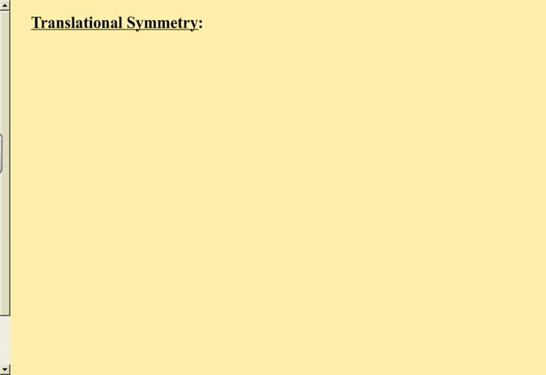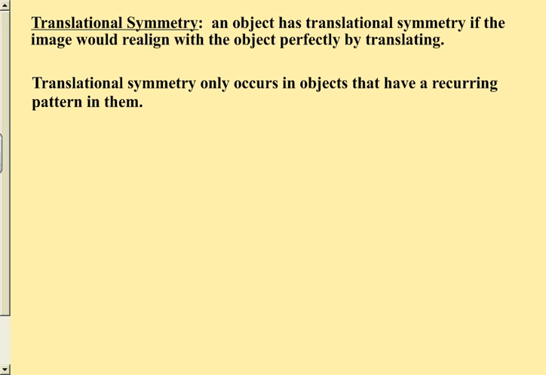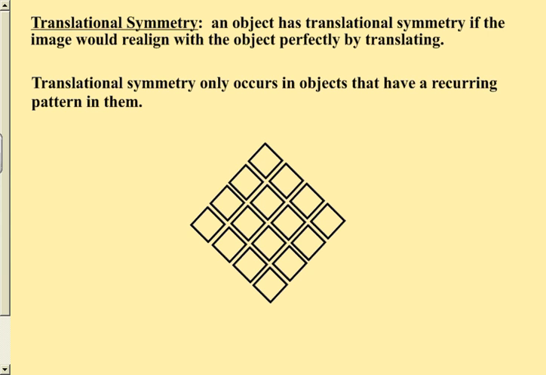The last type of symmetry that we're looking at is called translational symmetry. Translational symmetry is a little harder to accomplish in a figure, and an object has translational symmetry if the image would realign with the object perfectly by way of translations. Now, this kind of symmetry only occurs in objects that have recurring patterns in them. So translational symmetry is actually pretty easy to predict by looking at a pre-image. If you can see a recurring pattern, then chances are you are looking at an object that has translational symmetry.